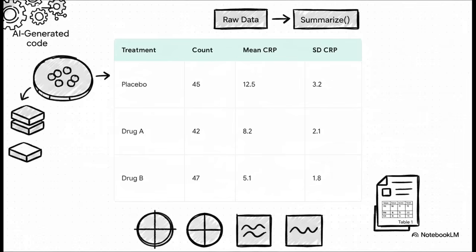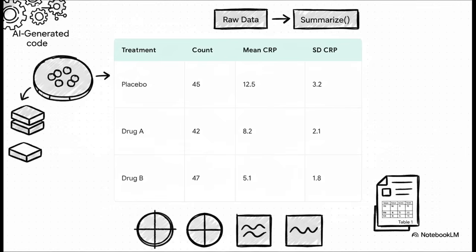But of course, before we make things pretty, we usually need to understand the underlying numbers. Using that summarize verb we talked about earlier, we can group our patients by their treatment and then calculate the count, the mean CRP, and the standard deviation for each specific group. This basically builds out the descriptive statistics for Table 1 of a research paper.